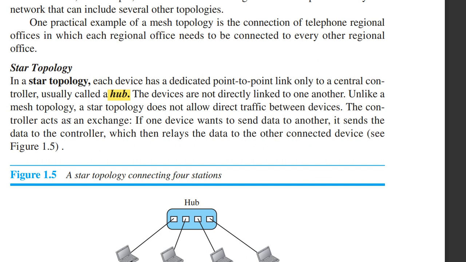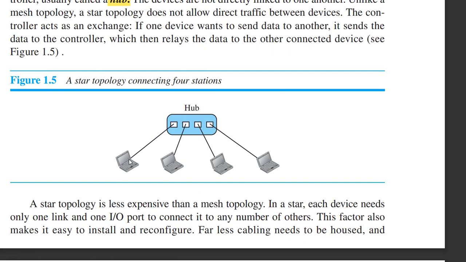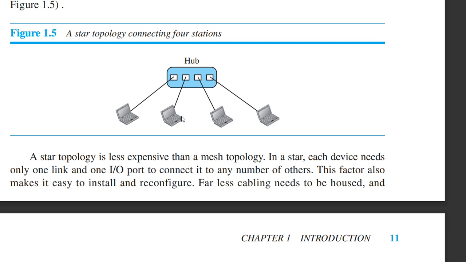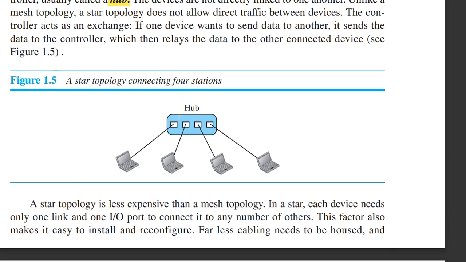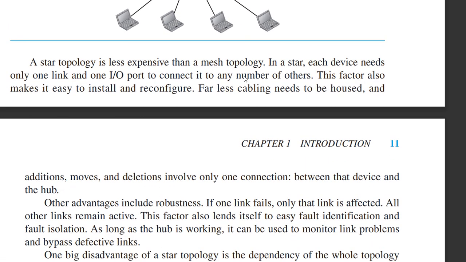The controller acts as an exchange, or data exchange, as you can see in the diagram where one laptop is connected to the central hub. If you want to send information from laptop 1 to laptop 4, the information is transferred to the hub, and then the hub decides which laptop has to receive that information. So this central control device is called a hub, and it acts as a data exchange. If one device wants to send data to another, it sends the data to the controller, which then relays the data to the other connected device.